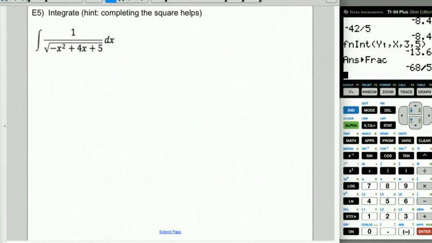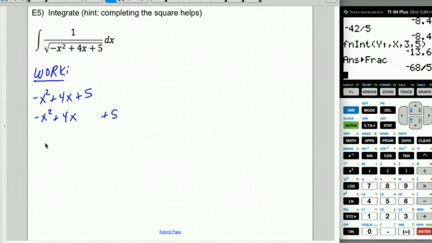Okay, so again, the hint is completing the square is going to help. So I'm going to do my work, and my guess is that this is going to turn out to be an arc sine. So I need to complete the square of this thing. I don't need it to be in the root to do that. I just need to clean up this thing. So first thing I'm going to do is ignore the constant.